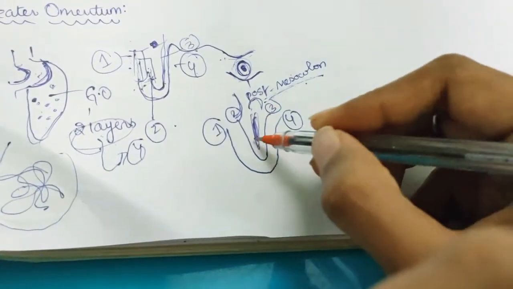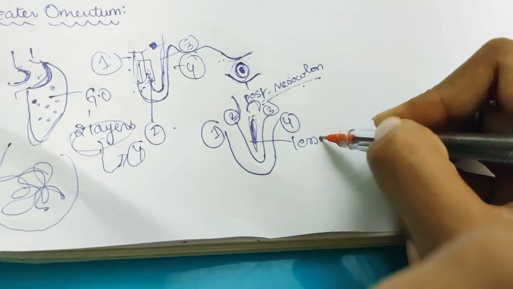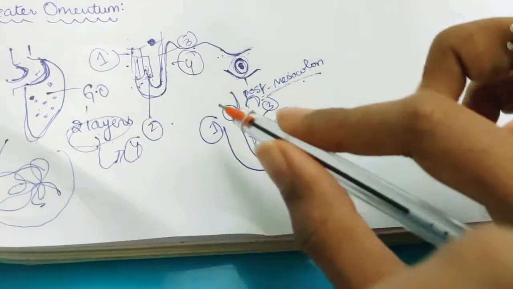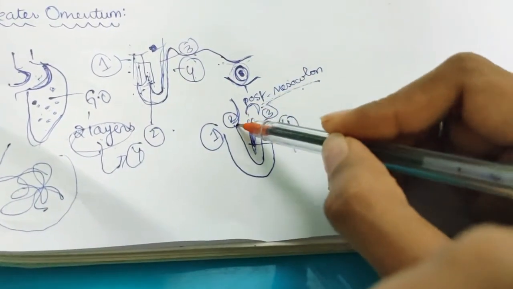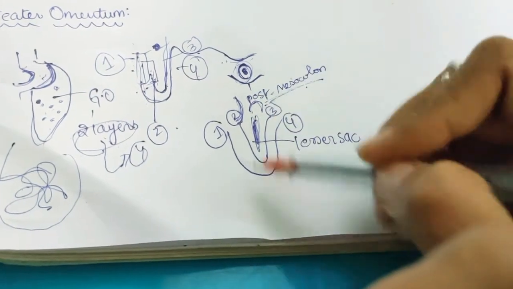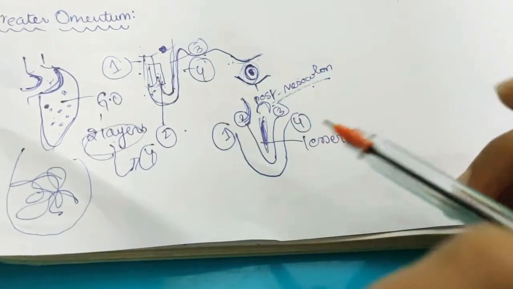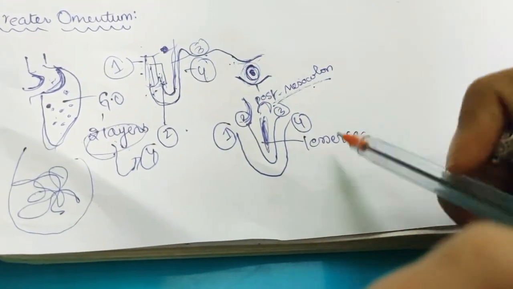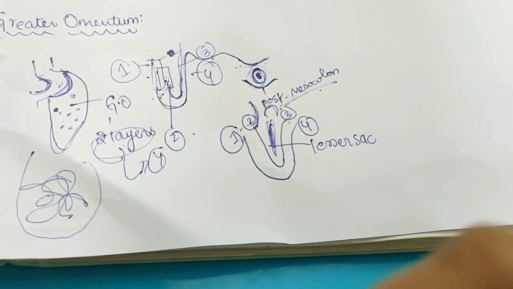curvature, this gap is called as lesser sac. It's lesser sac. It is called lesser sac above the greater curvature of stomach, not below it. Okay, above the greater curvature of stomach, it is called lesser sac between second and third layer.